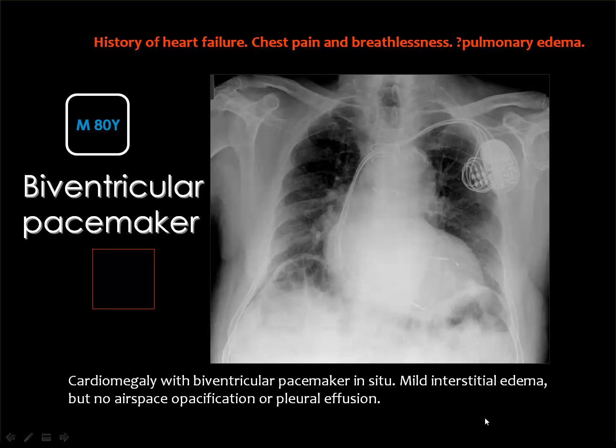Then in this case, you see that this is the pacemaker, and it is introduced into the left subclavian vein, and the pacemaker leads are present in situ.